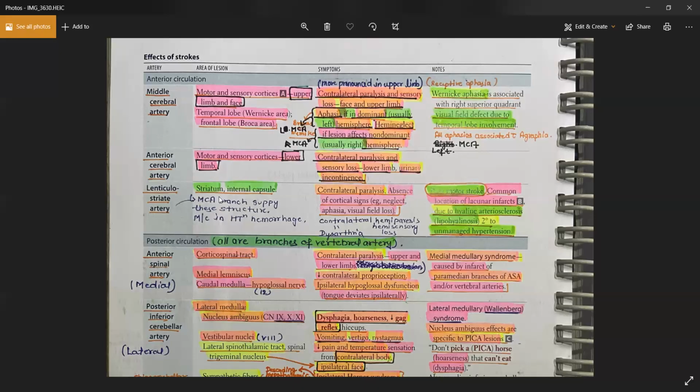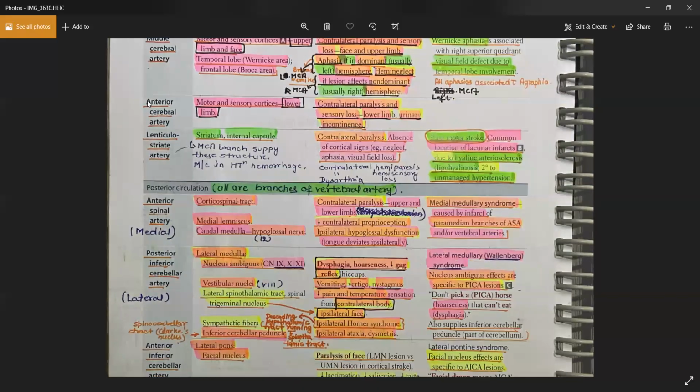Okay, good. Now in case you get damage or ischemia in the anterior cerebral artery, you will have involvement of the lower limbs first, because if you look at the homunculus, these parts are supplied by the central portion of the brain. So the motor and sensory loss will happen in the contralateral lower limb. It will be a contralateral paralysis with sensory loss of the lower limb, and urinary incontinence, because you know that micturition inhibition is done by the cortex, so the patient will get urinary incontinence.